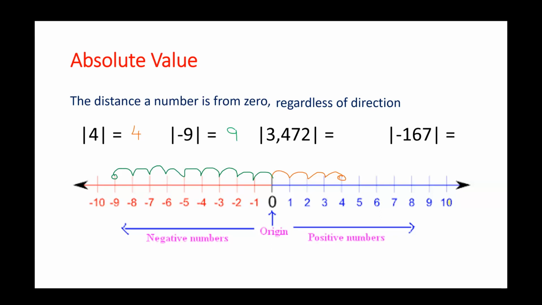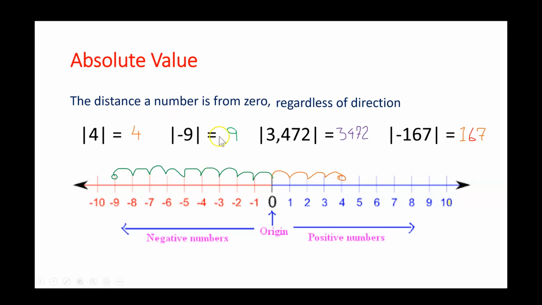Now, these next 2 examples won't fit on the number line, but you should be able to figure them out. What's the absolute value of +3,472? How many steps would it take to go from 0 to 3,472? 3,472 steps. And finally, what is the absolute value of negative 167? How many steps would it take to go from 0 to negative 167? The answer? 167 steps.